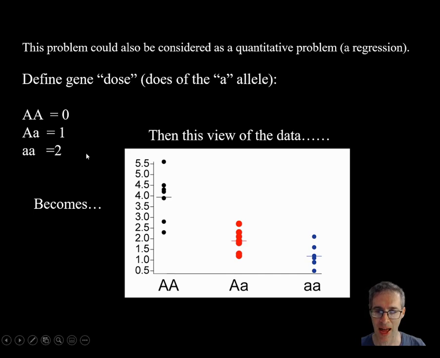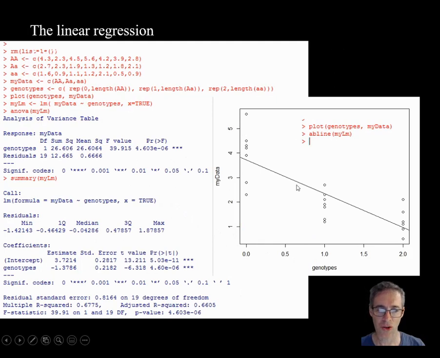And if we put that into R, then instead of having our full model be these 3 levels, we are now going to try and fit a linear regression model where we have dose 0, 1, and 2. The only difference here is that instead of encoding the genotypes as big A's and little A's, we actually encode them as numbers.